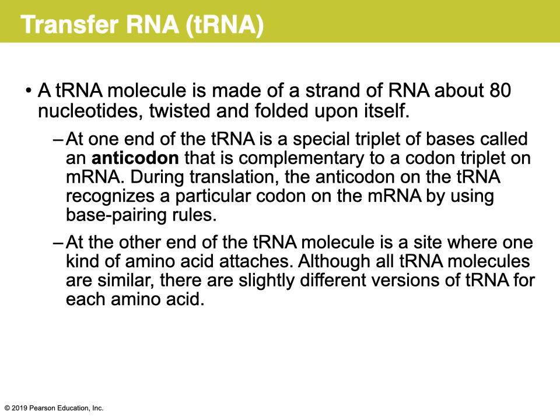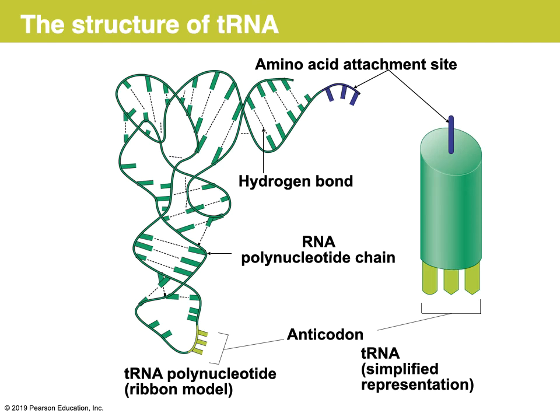At the other end, right, so you've got one end with the anticodon, the nucleic acid language. At the other end is a site where a specific type of amino acid attaches. So even though all transfer RNA molecules look similar, there are going to be slightly different versions for each amino acid because they're going to be binding to slightly different amino acids. So here's sort of looking at it from a molecular point of view, where down at the bottom you can see the anticodon, and up at the top you see the amino acid attachment site. To the right is sort of a cartoon version that's a lot simpler to look at. So at one end is where the amino acid attaches, the other end is where the anticodon is.